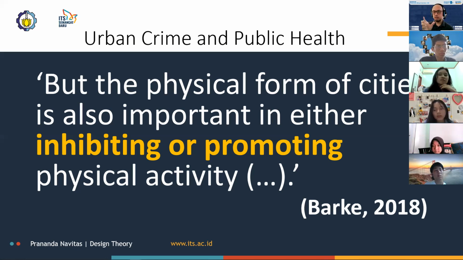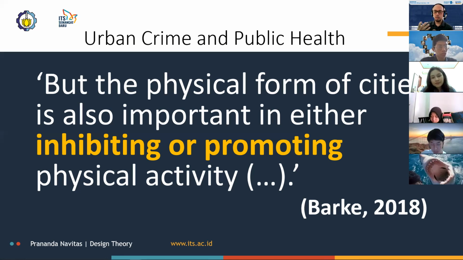CPTED places a very, very strong emphasis on the form of public space, or urban form, so to say. And the idea of CPTED is that the way the urban sphere is configured also lends to the opportunities and or the possibilities of crime taking place.